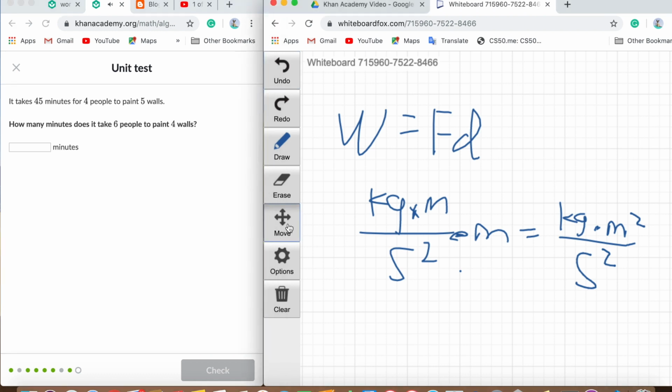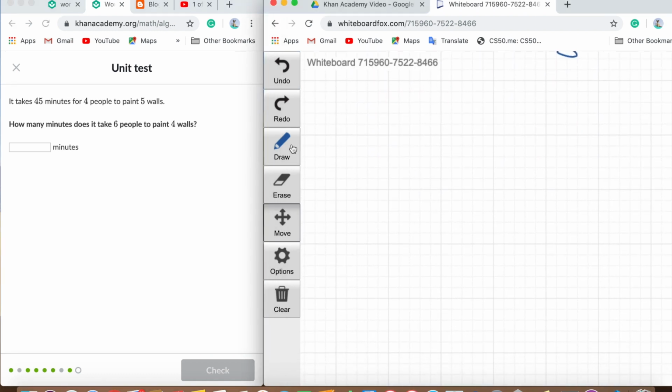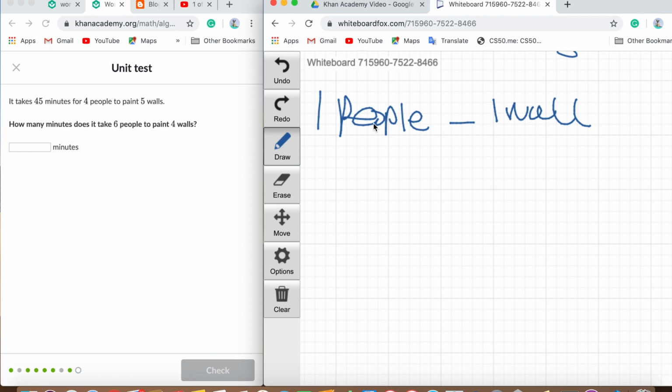And here we go. Last question. It's the wall painting problem. It takes 45 minutes for 4 people to paint 5 walls. And how many minutes does it take 6 people to paint 4 walls? So, as always, I'm gonna try to figure out how long 1 person takes to paint 1 wall. Well, first I know 4 people are going to paint 1 wall in 9 minutes.